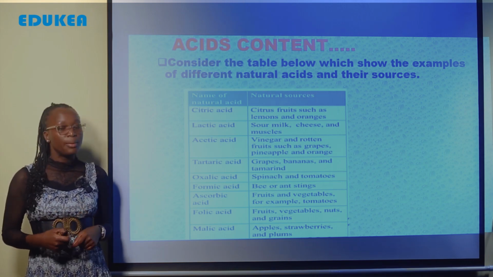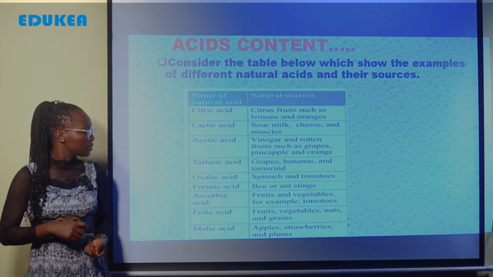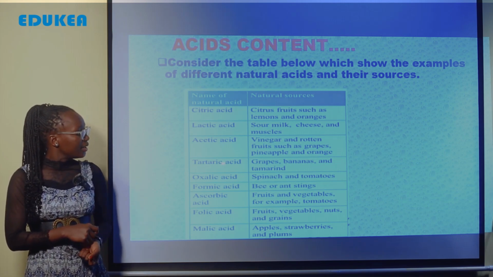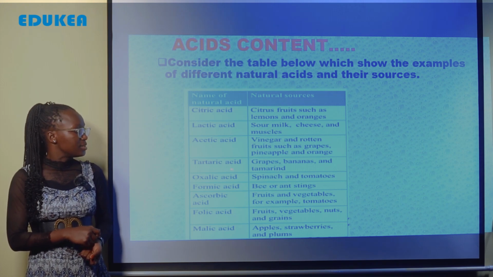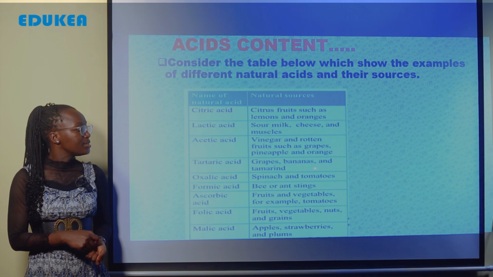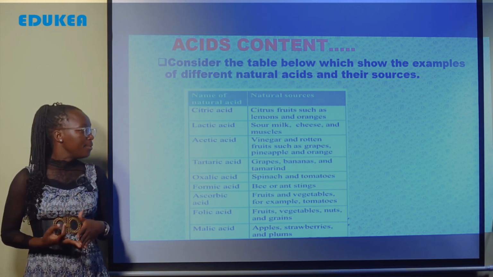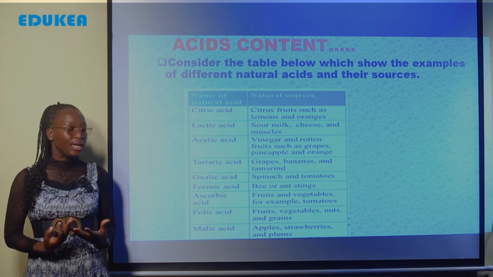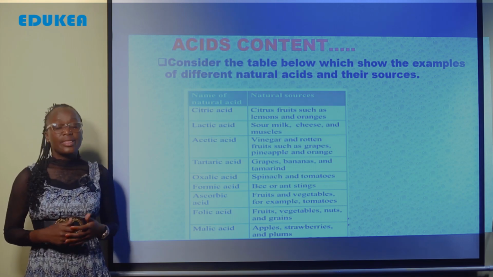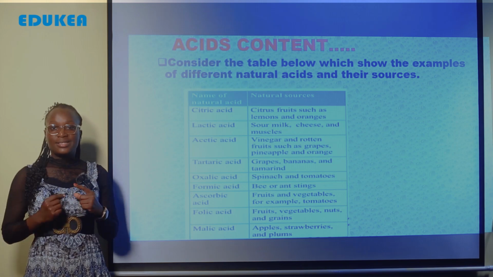Another is tartaric acid. This is from the grapes, bananas and tamarind, kwamba kwenye zabibu, kwenye ndizi. But also we have the oxalic acid. This oxalic acid, it is a natural acid whereby its source is from the spinach and tomatoes.